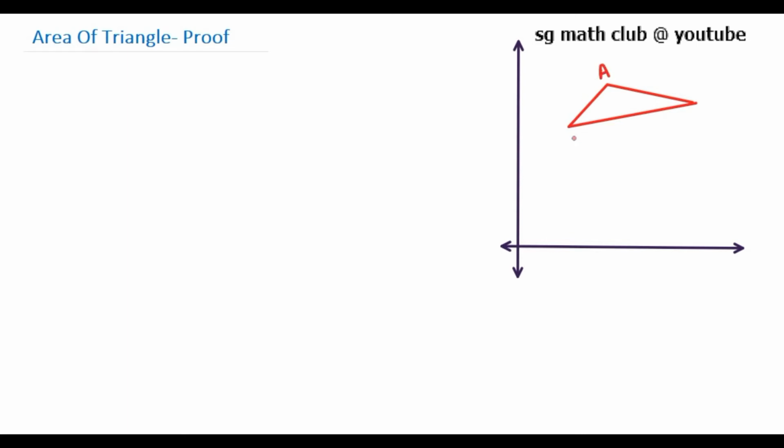So let ABC be our triangle, and the coordinates of A are x1, y1, coordinates of B are x2, y2, and coordinates of C we can take as x3, y3. So we need to find out the area of this triangle. You have already studied the area of a triangle. We can find it if the base and altitude are given: half base into height.